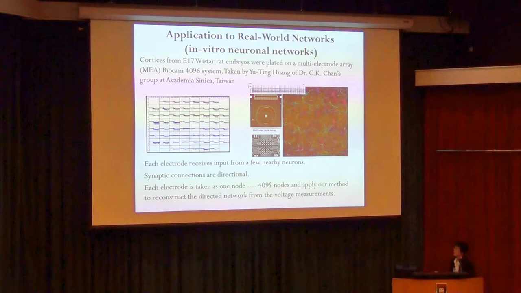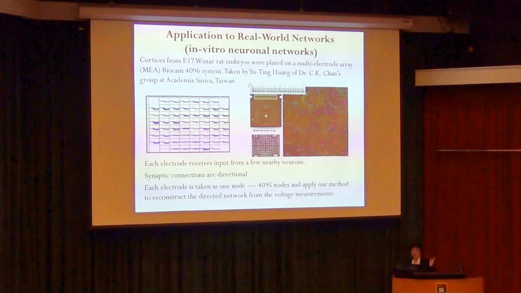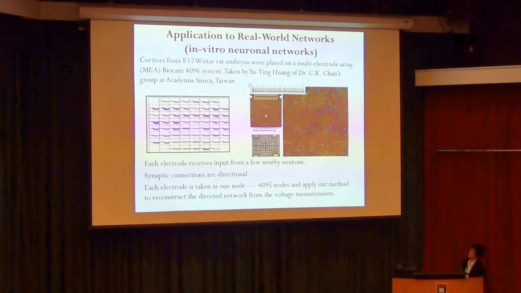Neurons communicate through synapses, and these synapses are directional. So we have a directed network, and also the coupling strength will be non-uniform. We take each electrode as one node. As I told you, there are 4,096 channels, but one channel is used for calibrating something. So only 4,095 channels are measuring data from the system. So we have 4,095 nodes. This is not a too small matrix to work with, and we apply our method. We try to reconstruct the directed network from these voltage measurements.